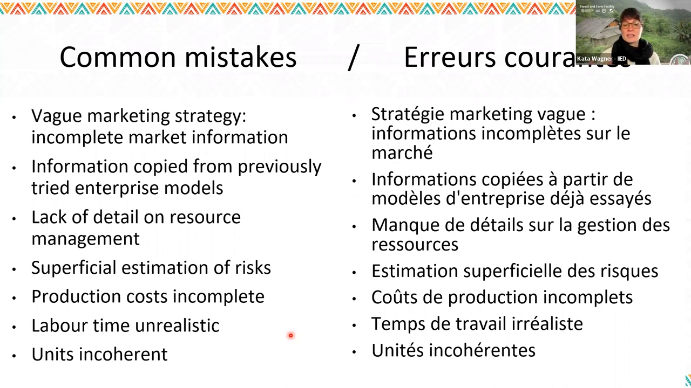So this is, of course, a risk management problem. Or some of the production costs are incomplete, which means that the profits that you'll actually make will be lower than projected because you haven't calculated all of the production costs. Similarly, with labor time being unrealistic, or the units that they've used in the EDP are not coherent. So sometimes they would use liters for honey, sometimes they would use jars. So there needs to be coherence there. These are some very common errors.